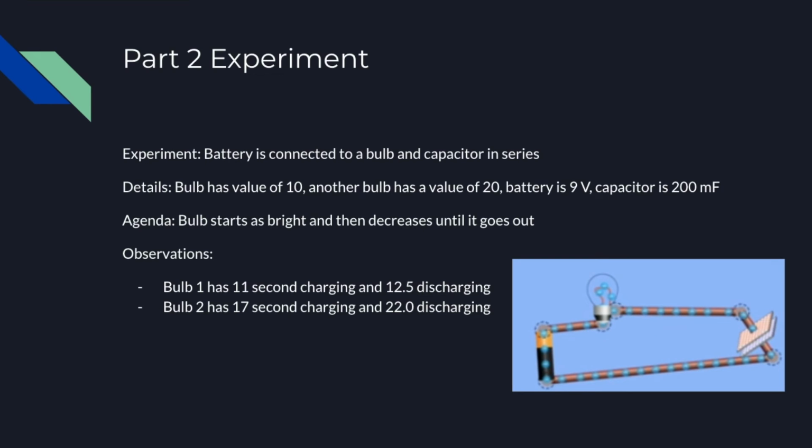We're going to have next the part 2 experiment. Batteries connected to a bulb and capacitor in series. Bulb has 10, bulb has 20, batteries 9, capacitor is 200. And then we're going to have 11 seconds charging for volt 1, 12.5 discharging, and for volt 2, 17 seconds charging and 22 seconds discharging. And then we're going to try to start the bulb as bright and then decrease it until it goes out.